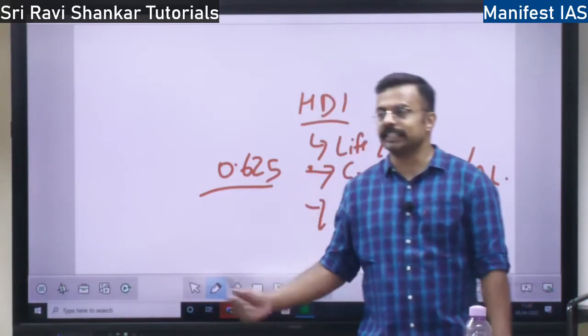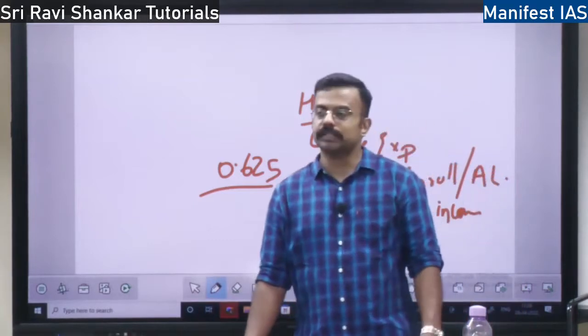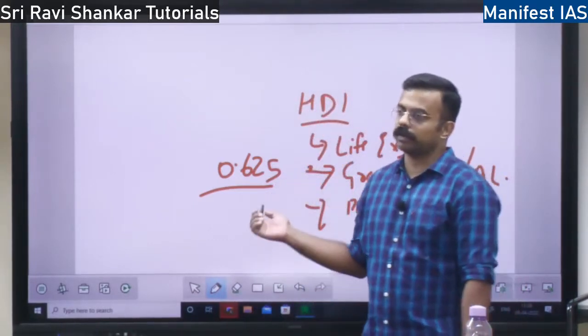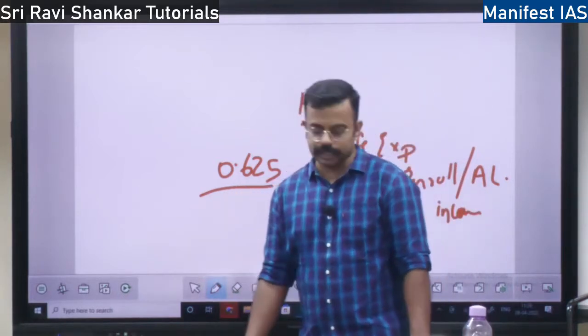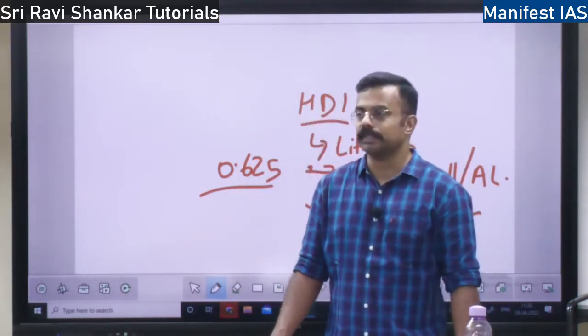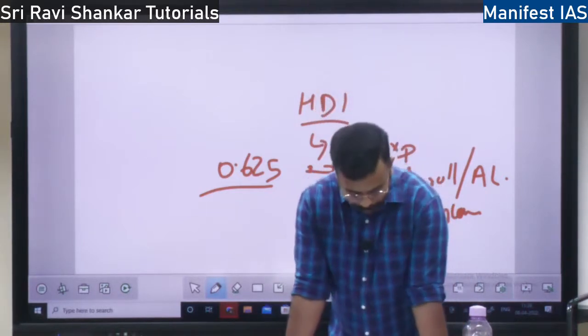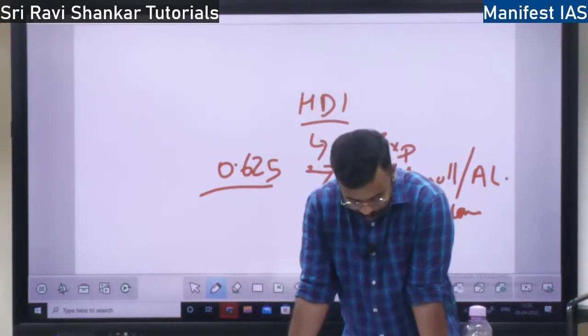But is this index correct? Many people say that this index itself is wrong, because India has a lot of issues since ancient times. So some people say this index cannot be taken as the right index, but I don't know how much we can agree with that.